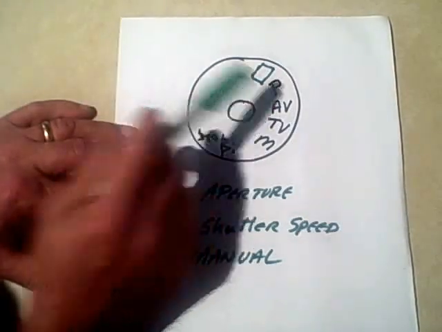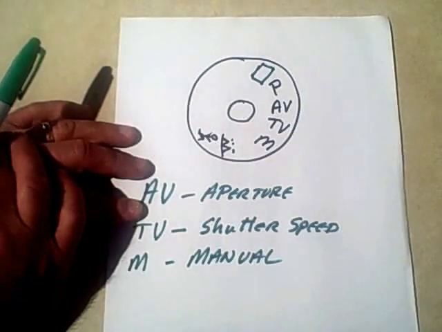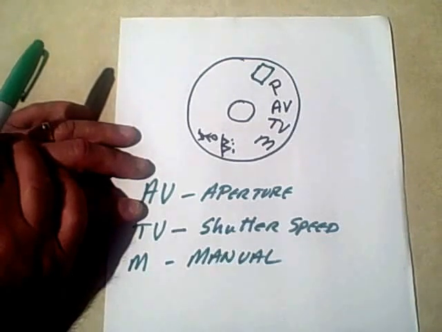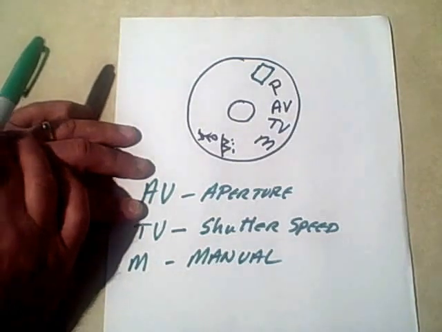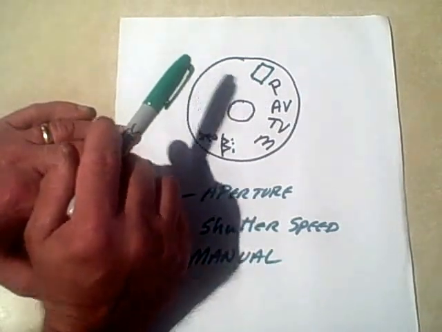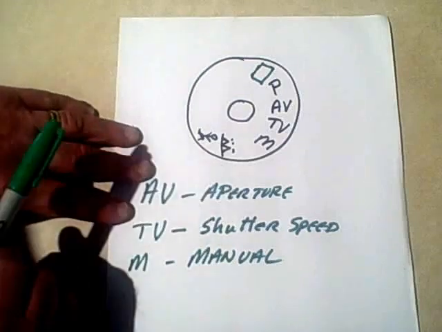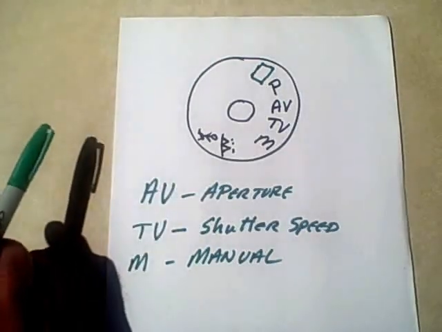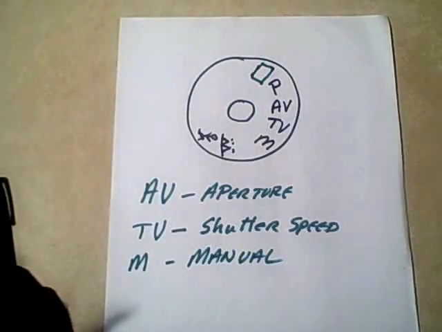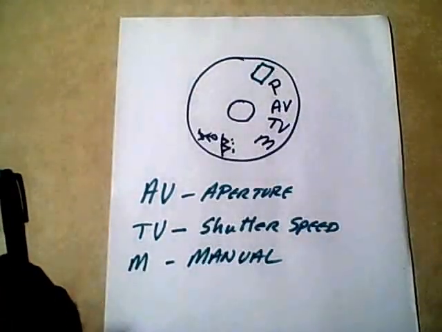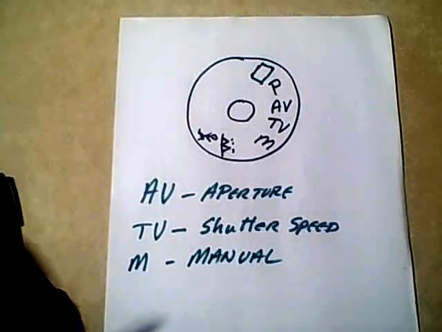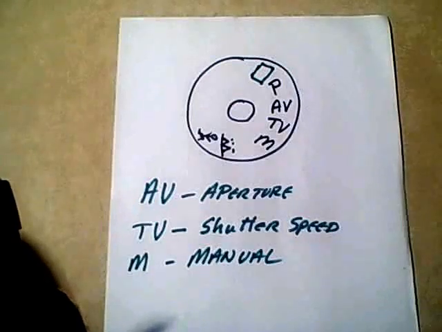The P is for program, and that's for when the lighting's tricky, things are moving, and I'm not quite sure what to do. The P allows you to set your focus point and your ISO, and everything else the camera will take care of for you. The AV and the TV stand for aperture value and time value. The aperture value is where you set the aperture of your lens, and the camera sets everything else.